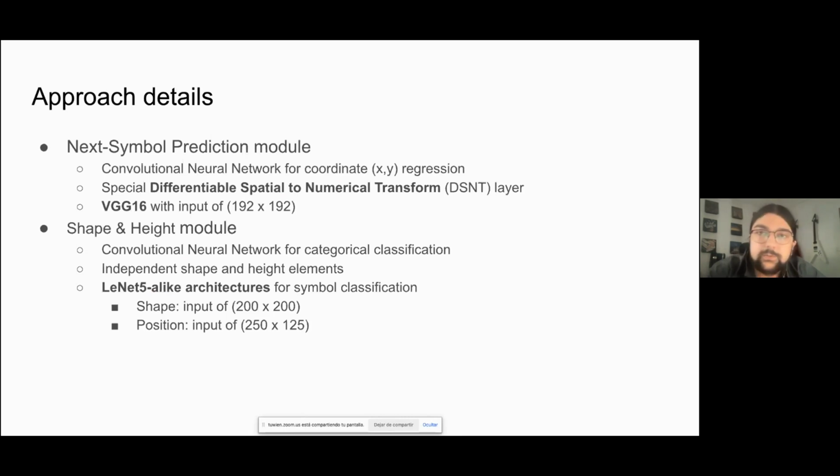About the shape and height module, it consists of two classifiers. Each of them has to predict one of the tasks. On one hand, the shape of the symbol, and on the other, the position of the symbol, the height in the score. It has independent outputs, as I said, and as the backbone of the architecture, they use an architecture similar to LeNet-5, which has inputs of 200 by 200 for the shape and 250 by 125 for the position.